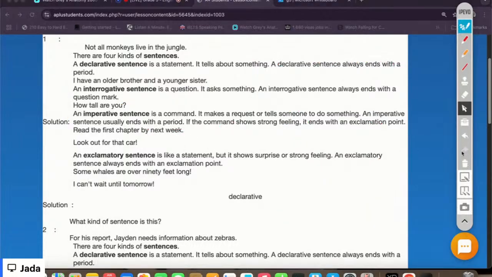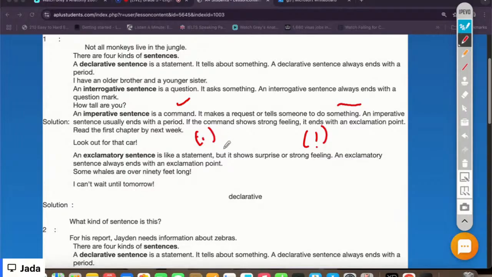All right, so next we have the imperative sentence. An imperative sentence is a command. It makes a request or tells someone to do something. An imperative sentence usually ends with a period, the dot sign. And if the command shows a strong feeling, it ends with an exclamation point. So now we have two. It tells us to do something or makes a request.